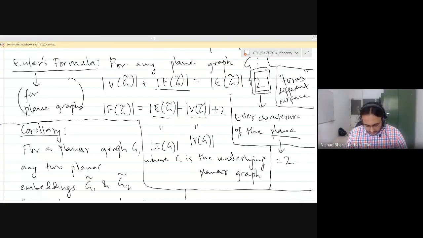Okay, so there is an error that I made last time during the lecture. I mentioned that this number 2 here was the genus. I wrote genus of the plane. That's not true actually. It's called the Euler characteristic of the plane. And the Euler characteristic is related to the genus by the following formula.